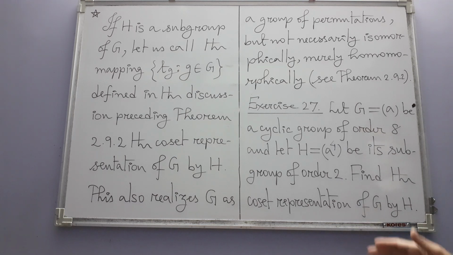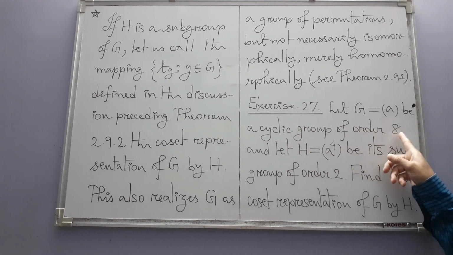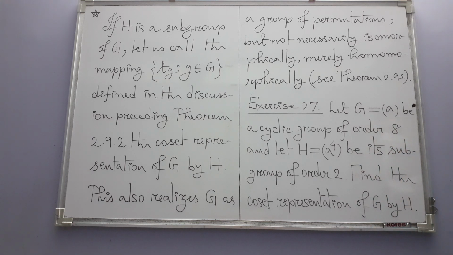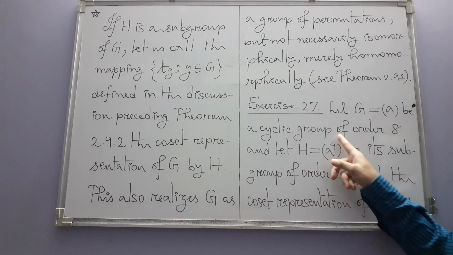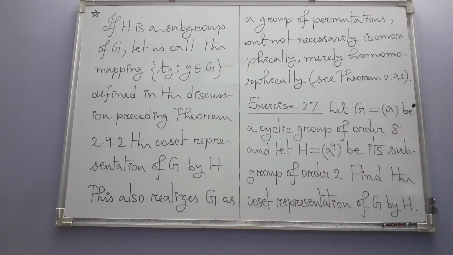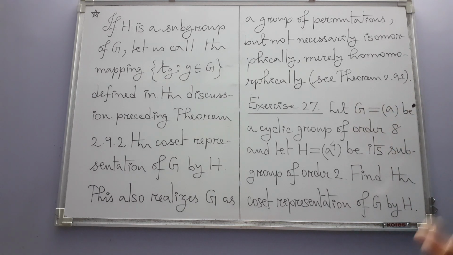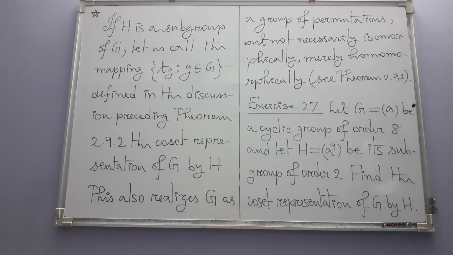So let's start with this exercise. Here, what is our G? G is a cyclic group of order 8 with generator A, of course, which is an element of order 8 itself, and in it H is the subgroup generated by the fourth power of A. So that means because this original group will have order 8, this will have order 2. So we have to find the coset representation of G by H for this G and this H.